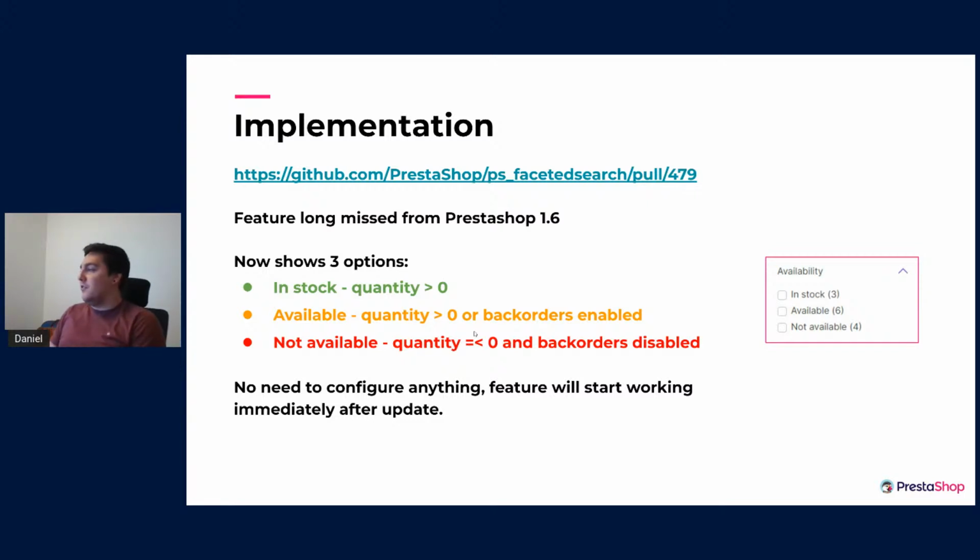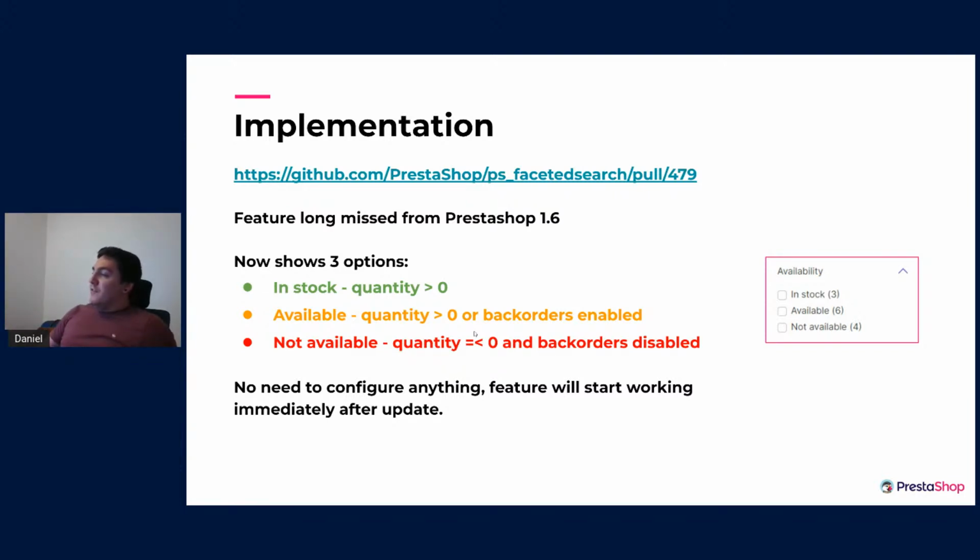So right now there are three options, and you can check either in stock, which means it has quantity more than 0, or products that are available, which means either the quantity is above 0 or the back orders are enabled. And then there are not available products which have quantity 0 or less, and they cannot be back ordered. I think the last one is not really needed, but we kept it there. A merchant can quickly see what's not in stock, for example. The use cases could be there.